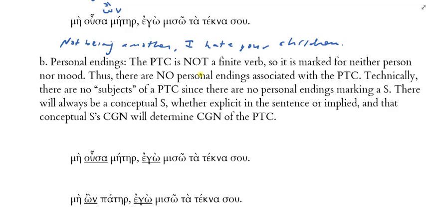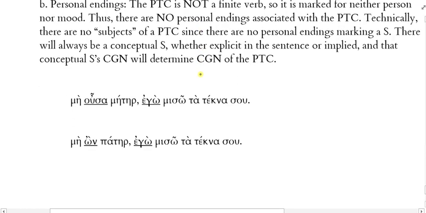There will be some entity in the sentence, in the clause, whose case, gender, and number your participle must match. Whatever that conceptual subject of the participle is, that thing's case, gender, number will determine the case, gender, number of the participle being used for it. So that's what CGN is: case, gender, number. Let's take a look at these last two examples again. I have mē ousa mētēr egō misō ta tekna sou. Egō's case, gender, number is dictating the case, gender, number of ousa.